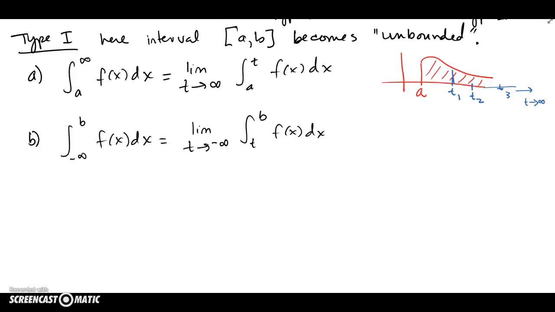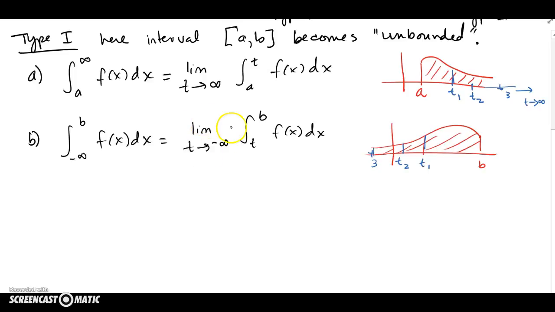In part B, you'll notice the lower limit is negative infinity, and I'm stopping at a finite value of b. So we replace the trouble point, the infinity, with a value of t and go all the way to b. Graphically, I'm interested in this area, and it goes all the way to negative infinity. So same idea. Maybe I look at it up to here. Let's call that t1. And that's some finite area I'm looking at. And then I push it to the left a little bit, call that t2. Well, I'm dealing with some finite area. Let's push it further, t3, and that's also some finite area.